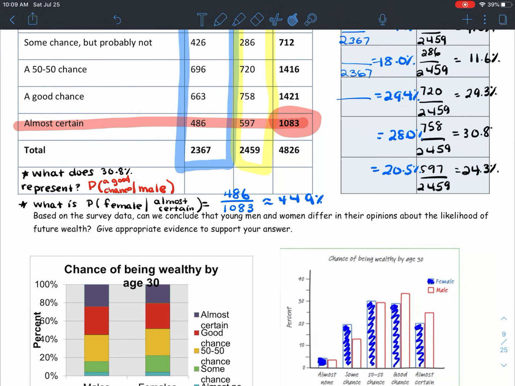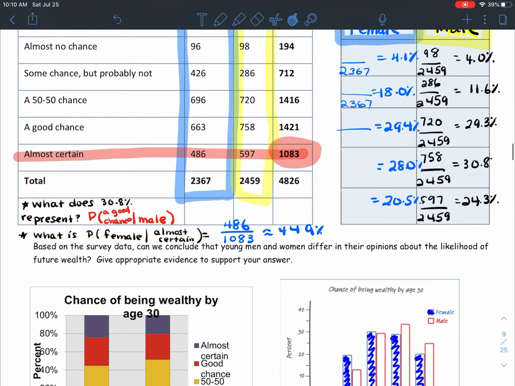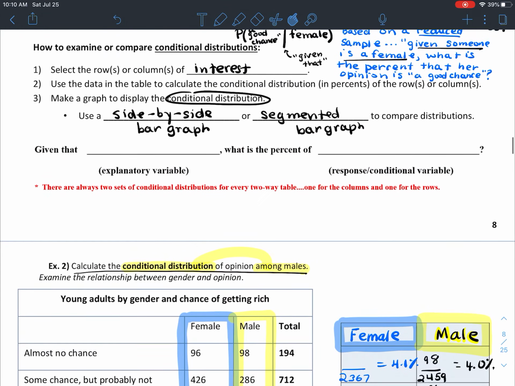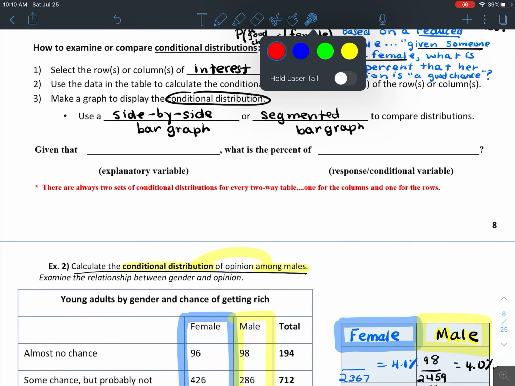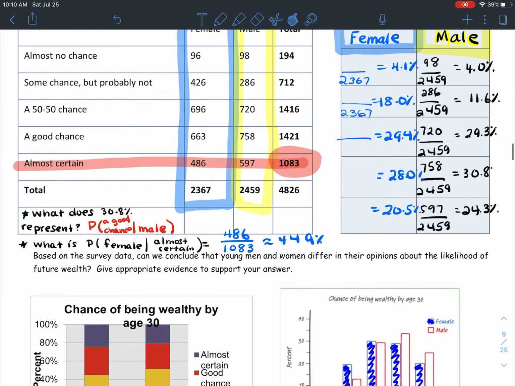So how is this used here? It says, based on the survey data, can we conclude that young men and women are actually very different in their opinions about the likelihood of their future wealth? And it says, give appropriate evidence to support your answer. This is where either the side-by-side bar graph or a segmented bar graph comes in.